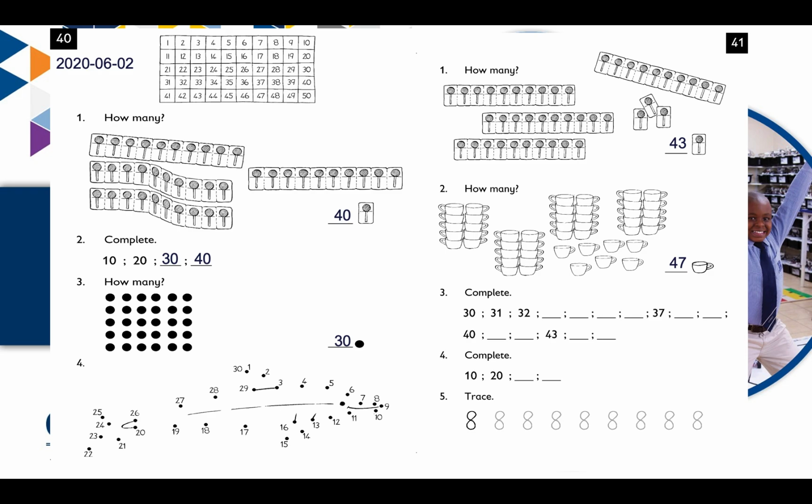So I would love you to write those number sentences for the spiders and to finish these number sense pages.